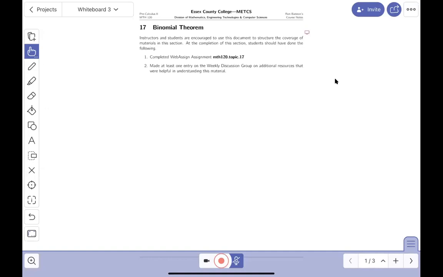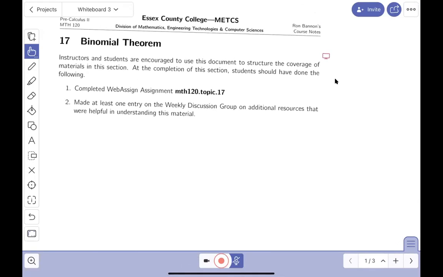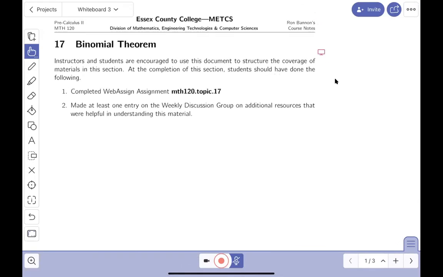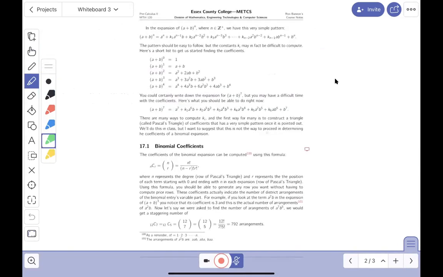So again, I want to point out what we just talked about was we're in section 17 of the notes. My hope is that you're willing and able to move forward. And we're going to talk about the Binomial Theorem now. All right. So again, after you go through the notes, section 17 of the notes, that is lecture, me giving examples, you doing examples, then you do the web assignment. All right. Also, weekly discussion group. You know, if you can contribute something, that would be really nice. And next page. And we'll start talking about this.